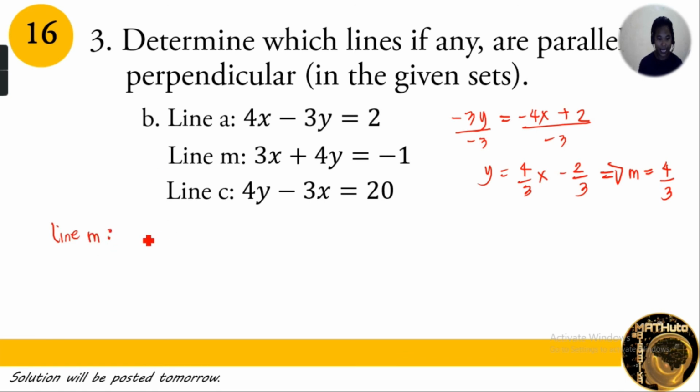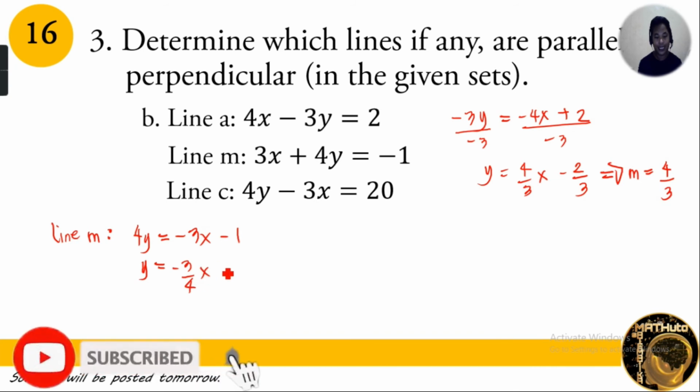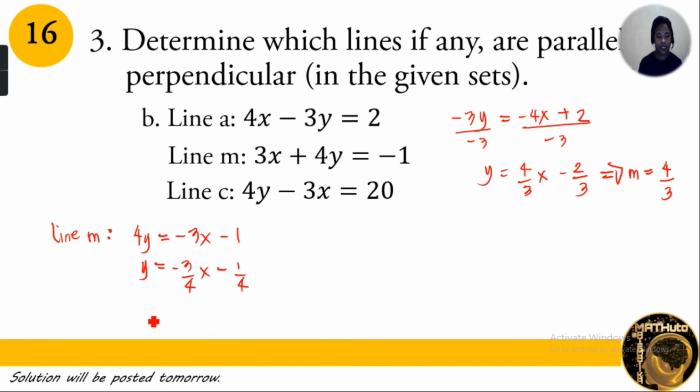For line M, ang slope naman po niya, so write po natin in slope-intercept form, 4y is equal to negative 3x minus 1. So, dividing all the terms by 4, so 4 divided by 4 is 1, negative 3 divided by 4 is negative 3/4 x. Negative 1 divided by 4 is negative 1/4. So the slope of line M is negative 3/4.